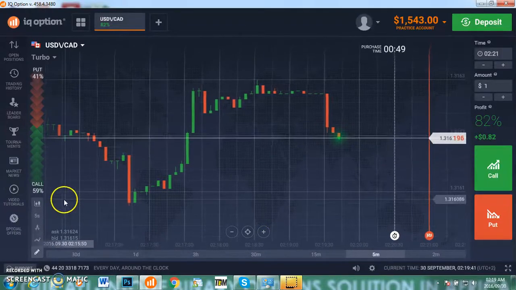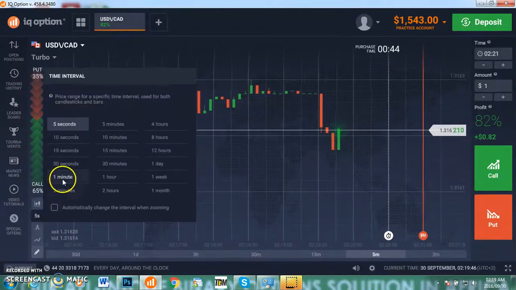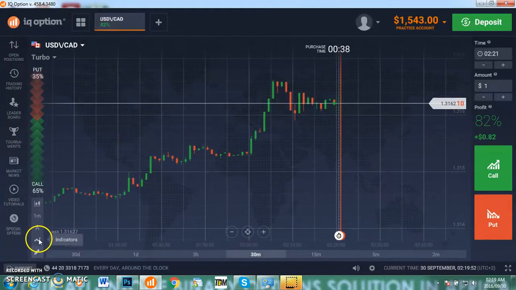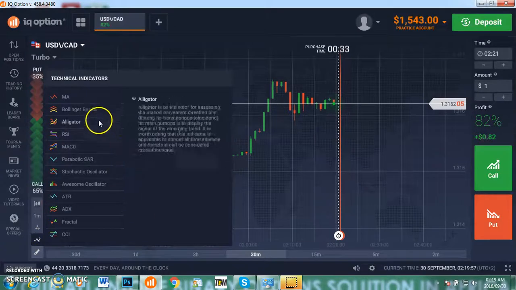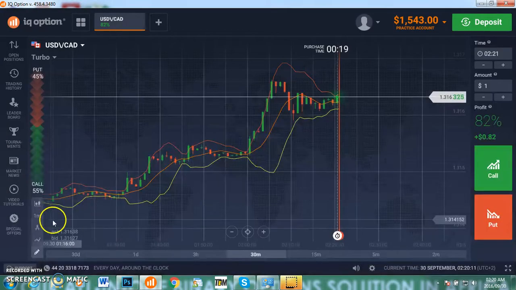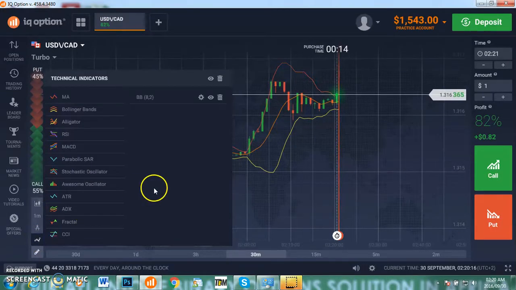And the next thing that you're gonna do, you're gonna just change your time intervals, change it to 1 minute, and then after changing to 1 minute, just come to indicators, and on indicators you are going to look for Bollinger Bands. Click on Bollinger Bands, and this is what is going to appear. So what you're going to change here is the period. Just change the period to the number 8.